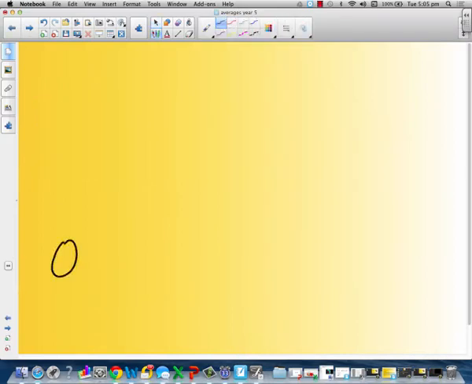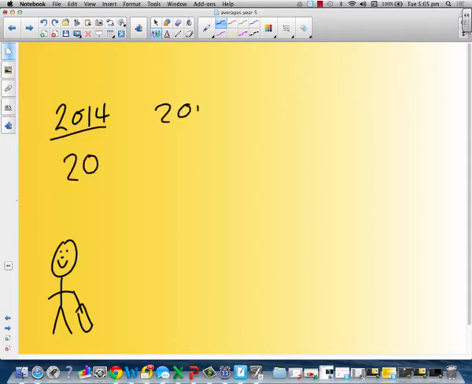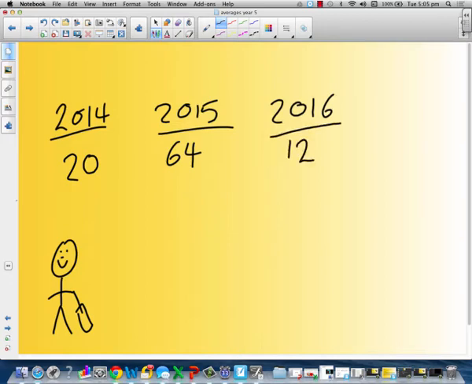Imagine we've got my little friend Fred over here, and Fred is a world famous cricketer. Let's say in 2014, Fred scored 20 runs. In 2015, Fred scored 64 runs. In 2016, Fred scored 12 runs. Didn't do so well. So, I hope you've worked out by now Fred's not really a world famous cricketer.